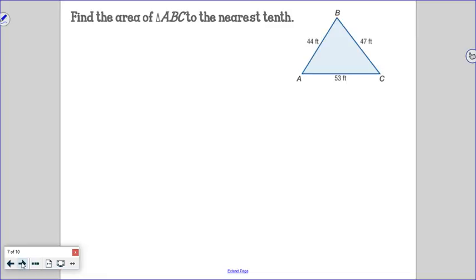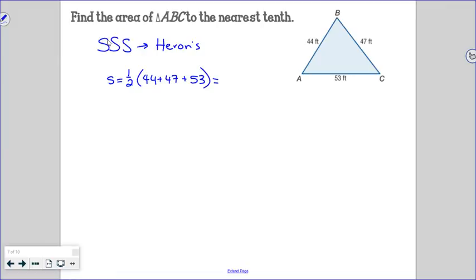Because that is a side, side, side, we would flip to that Heron's formula. You don't need to know the name of that at all. It's just what it's called. Which means my first step is to find the semi-perimeter. 1/2 times the perimeter. 44 plus 47 plus 53. Addition is a commutative property, so order does not matter. Michael, what's our semi-perimeter?